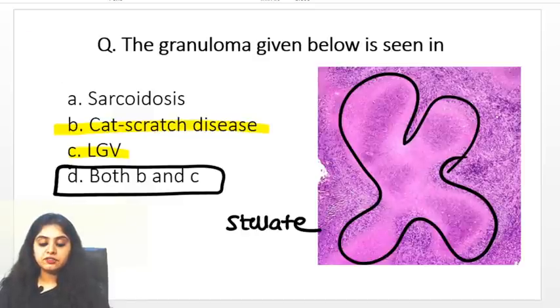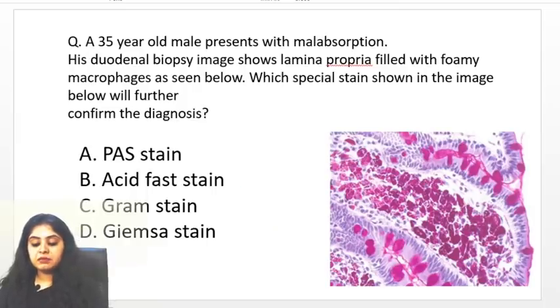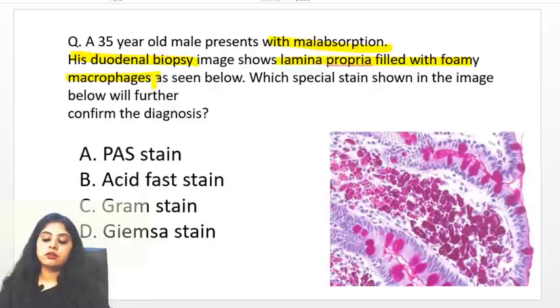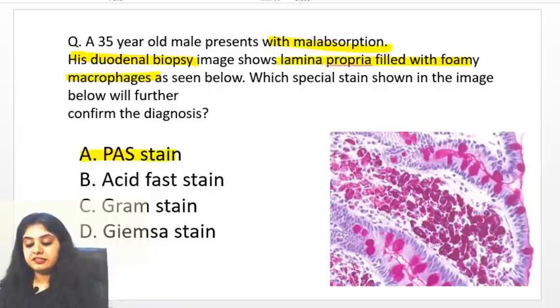Let's move on to the next question, a very much expected question in the exam, be it medicine or be it path. A 35-year-old male presents with malabsorption. Duodenal biopsy image shows lamina propria filled with foamy macrophages. Which is the special stain that you would use to confirm the diagnosis? So guys, this is a classical case of Whipple's disease.